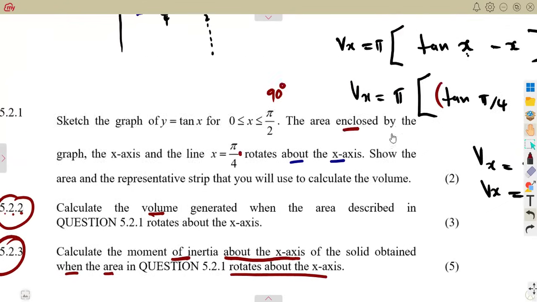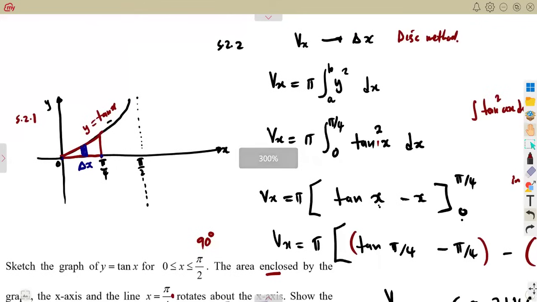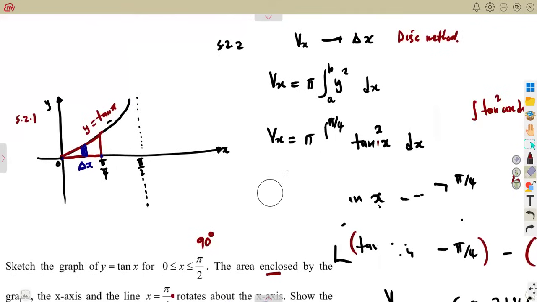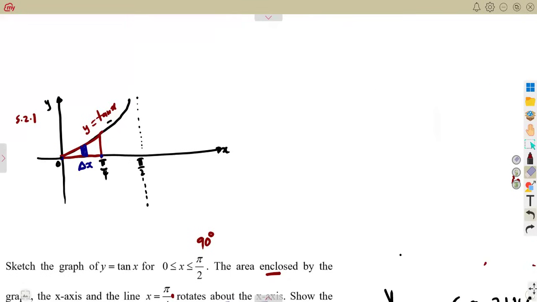So in this case, the strip that we are given, like for the moment of inertia, it is the same strip that we are given for x that we used for volume. So if you see that consideration happening, that is, you are given the strip being for x, you are calculating the moment of inertia when this is rotated about the x-axis. And the strip that you're given there is for x.